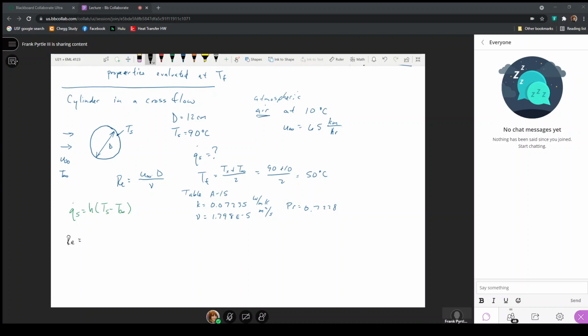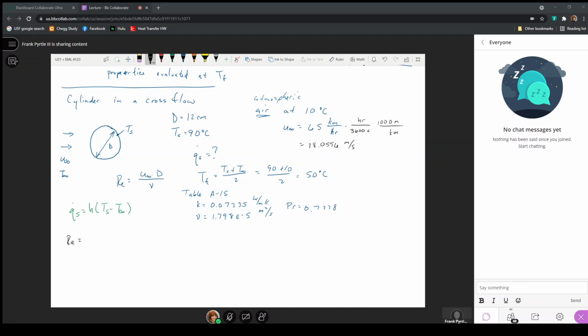Here it is 65, and if I multiply by 1,000 meters per kilometer and divide by 3,600 seconds for an hour, we can get this expression in meters per second. All right, so this is 18.0556 meters per second, the velocity here.